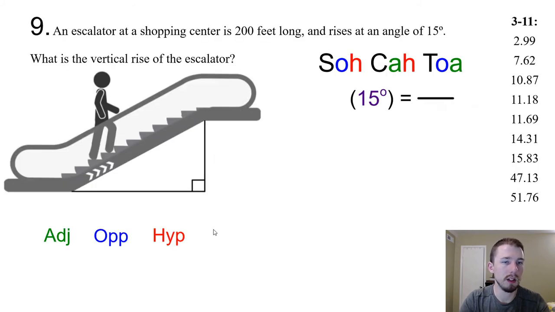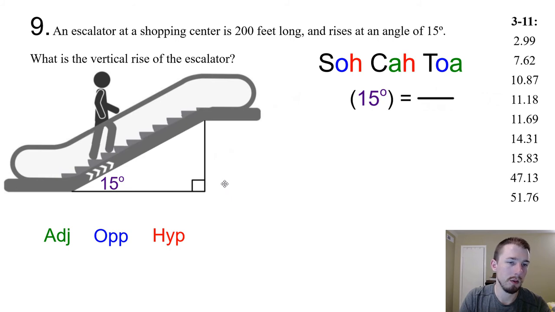Number 9, an escalator at a shopping center is 200 feet long and rises at an angle of 15 degrees. What is the vertical rise of the escalator? So if it rises at an angle of 15 degrees, it means our angle is down here. We would call this an angle of elevation because we're looking up instead of an angle of depression, which would be looking down. We'll talk about that a little bit more later.